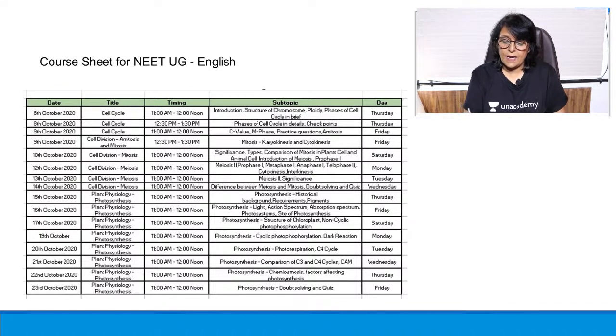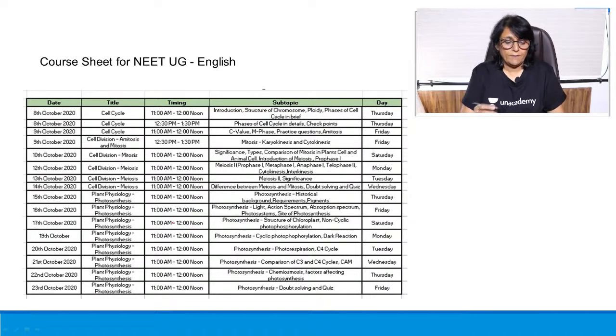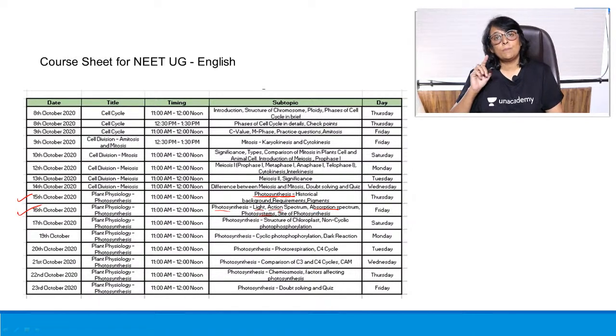This is the way I have planned things for you. See, we are on 15th, and this is what we are starting with, the chapter. Now you know in advance what is going to come in the next class. So for 16th we will have the light, which part of light is used, then action spectrum, absorption, photosystems, and so on.